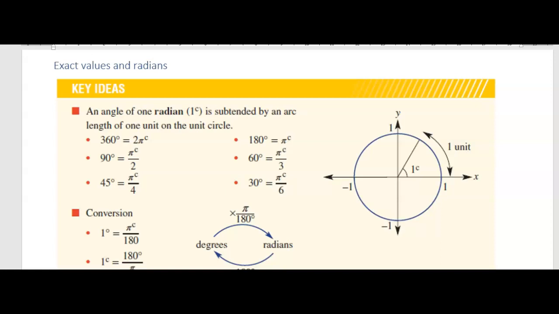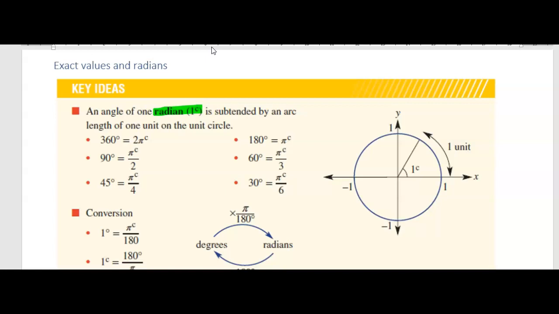Now, what we've got here in the key ideas, I might just get my highlighter up. A radian, here we go, 1 radian, we use the little c up the top to show that it's a radian. And obviously, the degree sign. If you're wondering what that symbol is, that's just saying it's a degree.